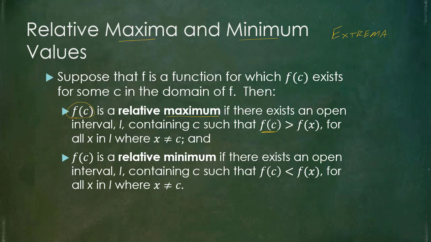So if points to the left and to the right have smaller y values than the point we're trying to say is potentially an extremum, then if they're all smaller, I can say that must be a high point, or a maximum. At the same time, a minimum is when I have this y value, f of c, and I compare it to every other f of x close to it, all of the other y values just to the left and to the right, and it comes back less than all of those, then that must be a low point, or a minimum.